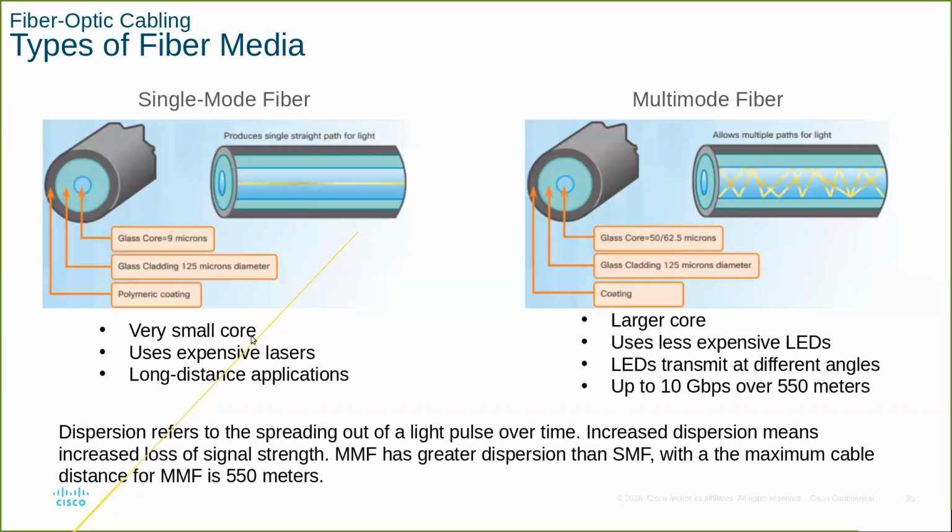Single mode fiber uses expensive lasers, whilst the multi-mode fiber uses less expensive LEDs. The single mode fiber can take care of longer distances, but the multi-mode fiber can also carry 10 Gbps over 550 meters. So these are the differences between the two main types of fiber, single mode fiber and multi-mode fiber.